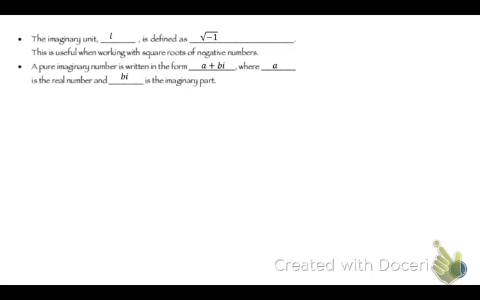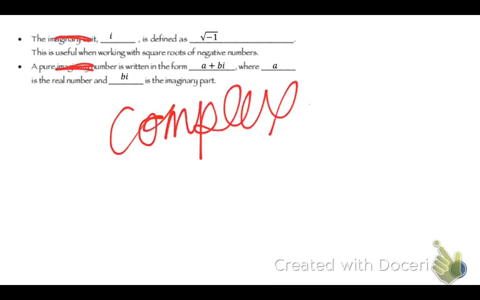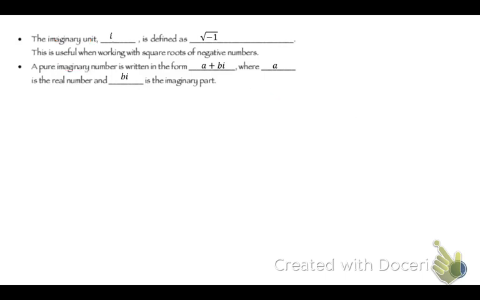A complex number is written in the form a plus bi, and let's call these complex. We're not going to call these imaginary. We're going to call them complex. Okay. So it's a plus bi, where a is the real number and b is like the imaginary part, which makes it complex. Okay. So let's get into breaking these down.